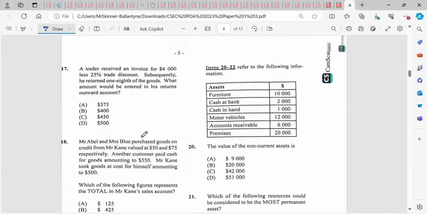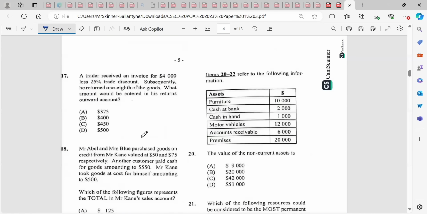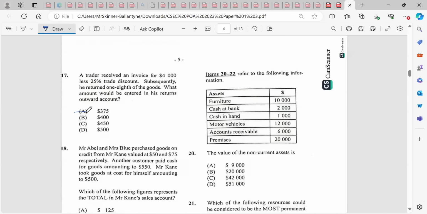Number 17. We see this question all the time as well. A trader received an invoice of 4,000 less 25% trade discount. Subsequently, he returned 1/8 of the goods. What amount would be entered in his return outwards? As soon as you buy the 4,000, you minus a 25% discount, so you're at 3,000. If you return 1/8, that means 1/8 of 3,000, which is how much? 375, sir. 375. Easy.